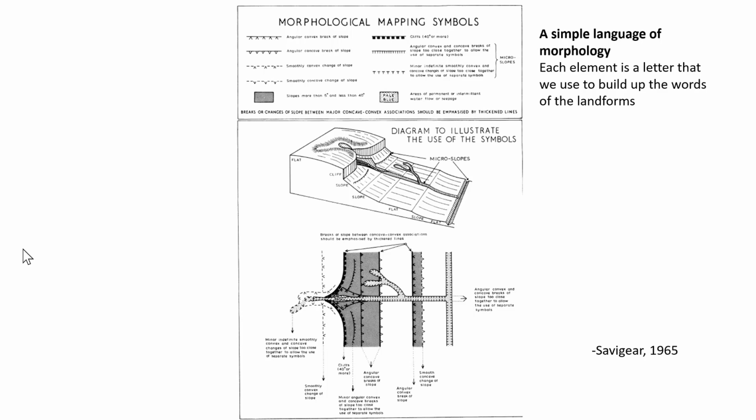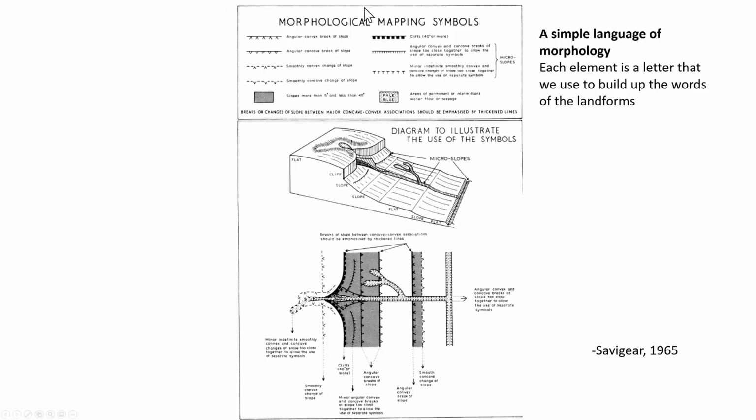It's so basic, I think some people are like, wow, this seems so trivial, but it's like a simple language of morphology, where each of the elements that we map is like a letter that we use to build up the words for the landforms. So see if you like that analogy. I found this paper by Savigear, a British physical geographer who laid down this idea.